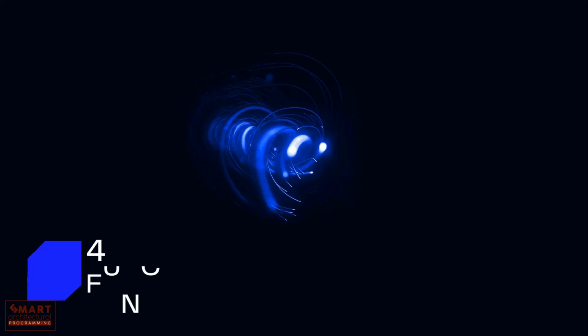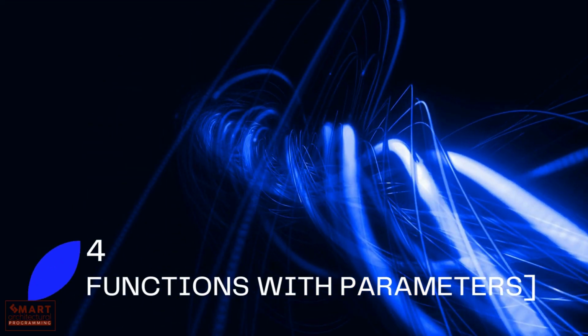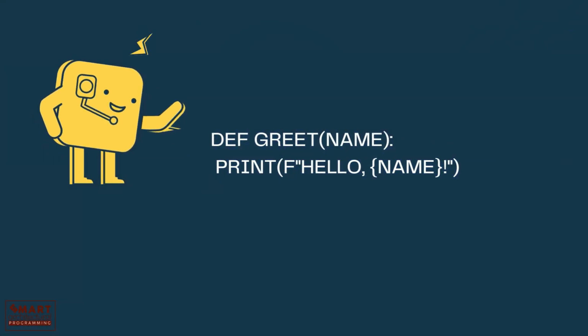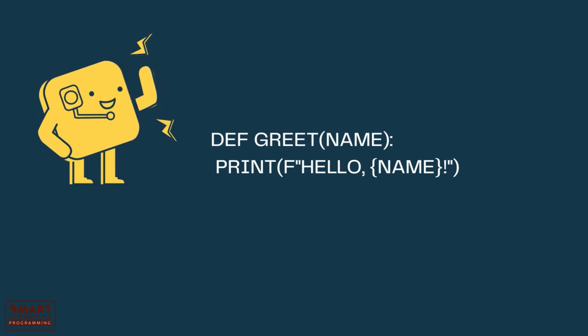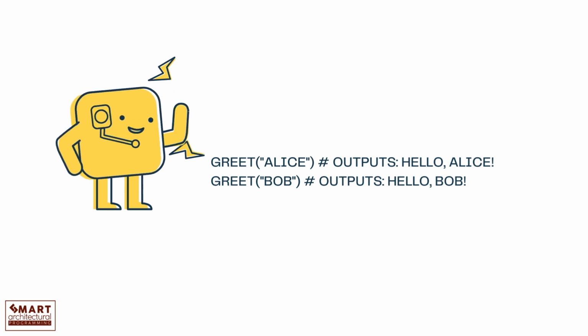Functions become more powerful with parameters. Parameters allow functions to process different data every time they are called. Let's modify our greet function. Now, greet can welcome anyone by name.